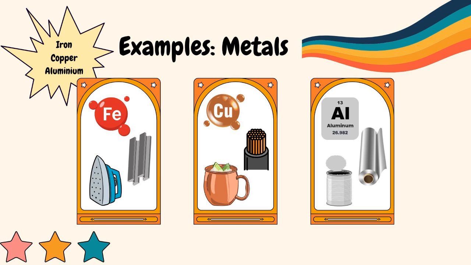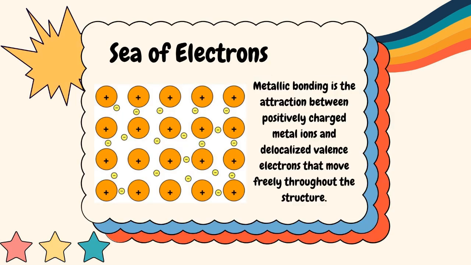Now that you know what a metal is, what are some common metals in the day-to-day world? On this slide, we can see pictures and symbols of three really common metals in today's society. They are iron on the left, copper in the middle, and aluminum on the right. But what do all of these metals have in common?